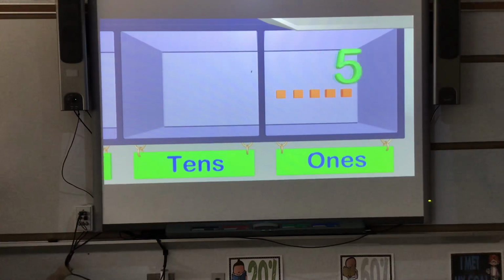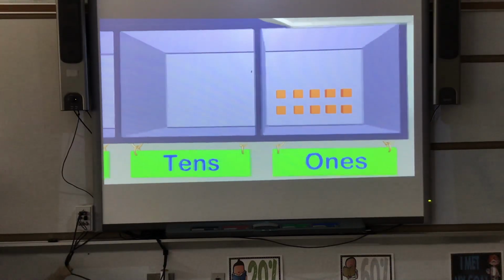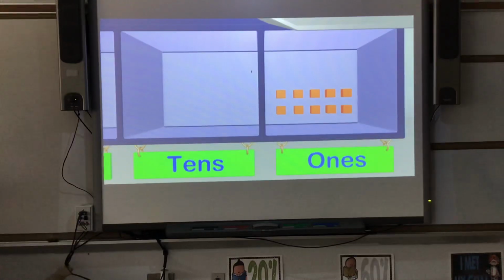Now let's add 4 more ones blocks. How many blocks do we have now? Can you count them for me? We have 9 of the ones blocks. Great job again. But wait a minute, another block just moved into the ones place, but something is wrong. I think I know what it is.